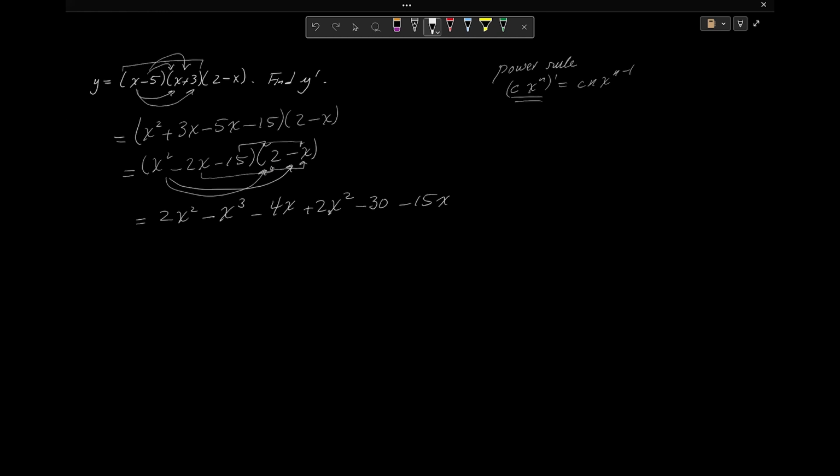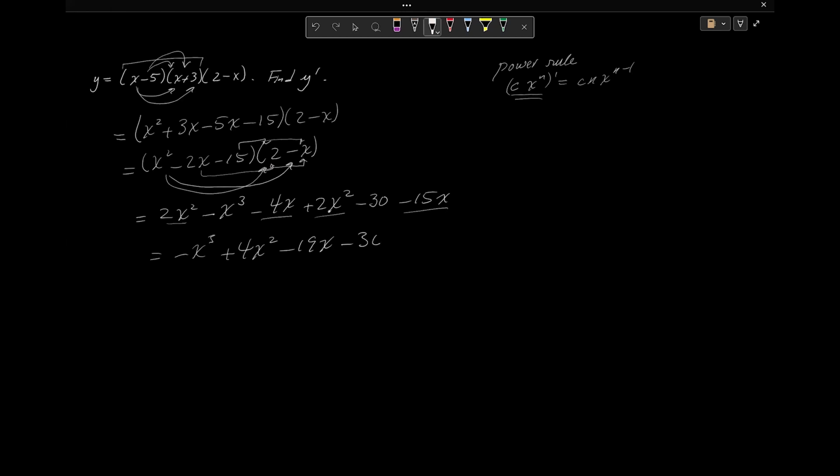Can I combine some terms? Of course I can. Let's write them in decreasing power. So this is negative x cubed. Here I have a 2x squared and 2x squared. That gives me 4x squared. Negative 4x minus 15x is minus 19x. And the only thing that remains is the negative 30. Now I take the derivative.